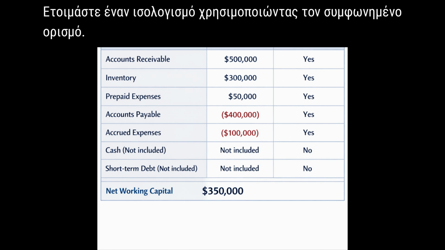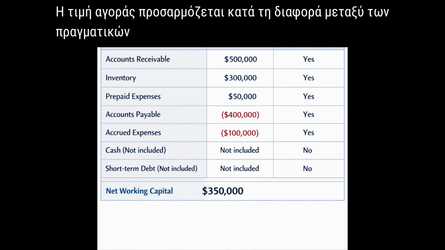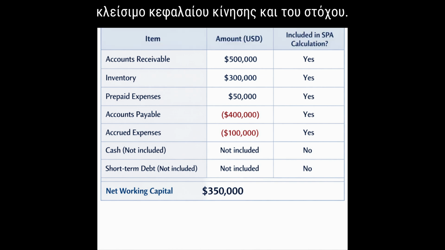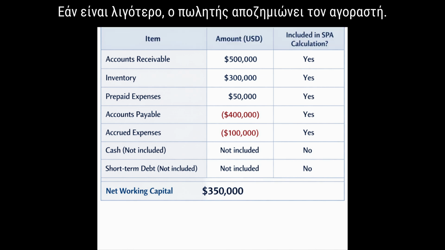At closing, prepare a balance sheet using the agreed definition. The purchase price is adjusted by the difference between actual closing working capital and the target. If actual exceeds the target, the buyer pays the seller the excess. If less, the seller reimburses the buyer.